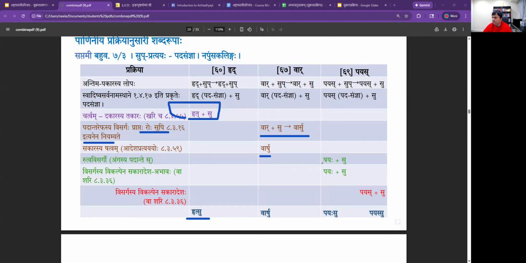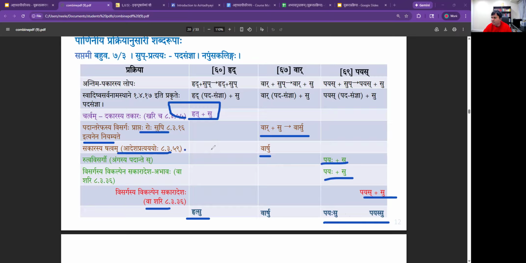Very good. Then we come to payas because that is playing in a different way. So rutva visargo, angasya padante sa visargasya vikalpena sakaradesha bhava. So payah su. And then as an option vashari applies. So you could have payah su or payasu. Very good. Su and varshu of course remained the same. And var plus su, varsu.